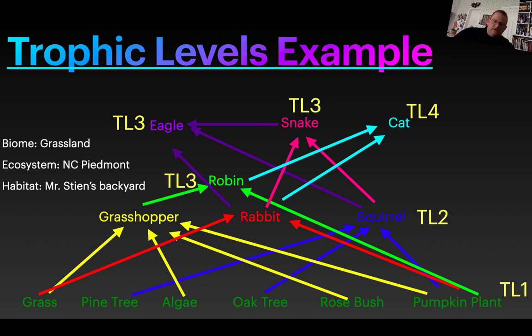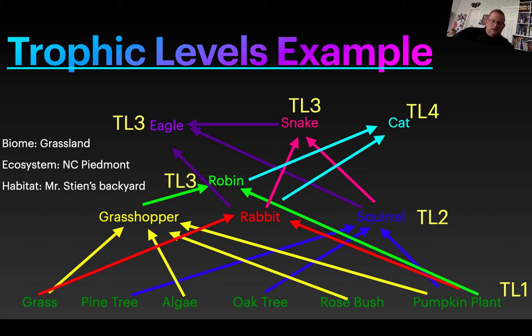So you see the TL down there in the right corner. That's trophic level 1. Now, if you follow the arrows, and it's a little confusing, that's why I color-coded it. Let's look at the grasshopper. Where does the grasshopper get its food? From the grass, the algae, the rose bush, and the pumpkin plant. So that makes the grasshopper a trophic level 2 organism. The rabbit gets its food from the grass and the pumpkin plant. The squirrel gets its food from the pine tree, the oak tree, and the pumpkin plant.